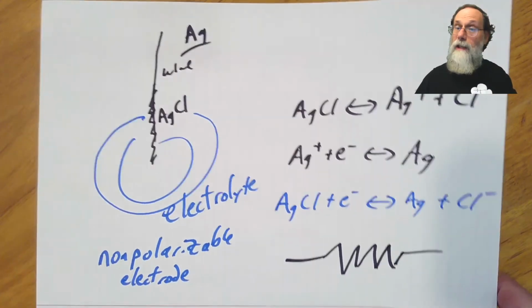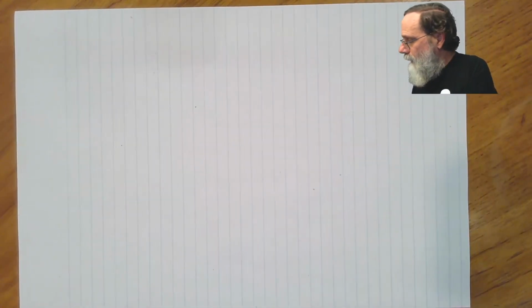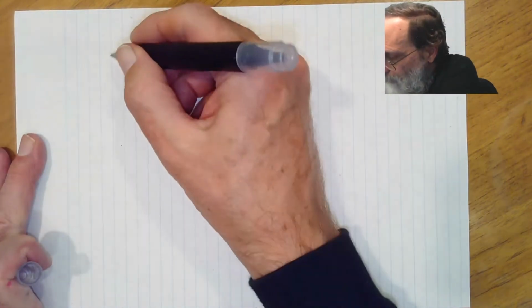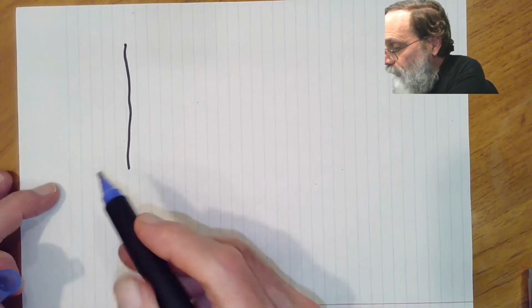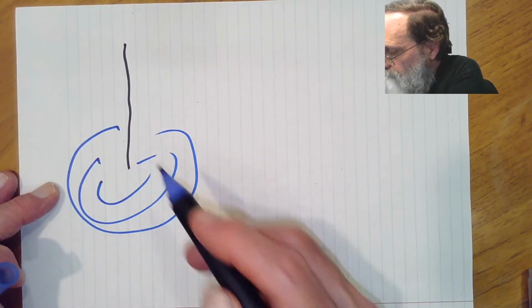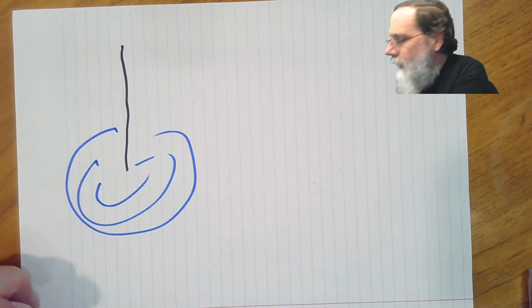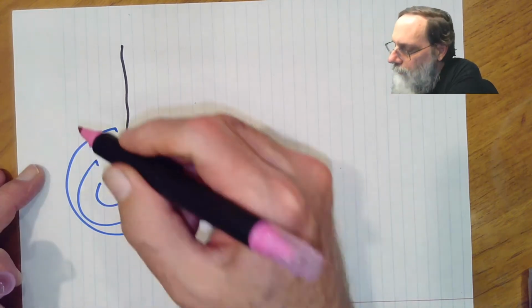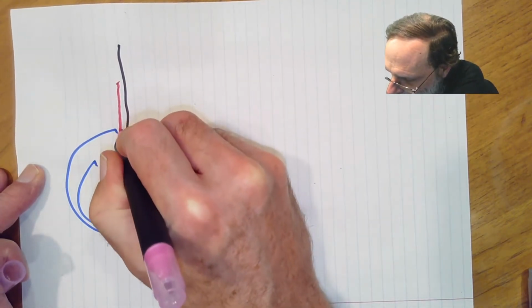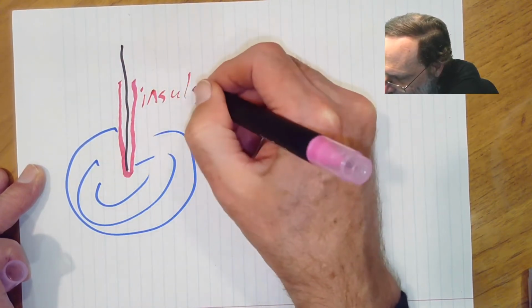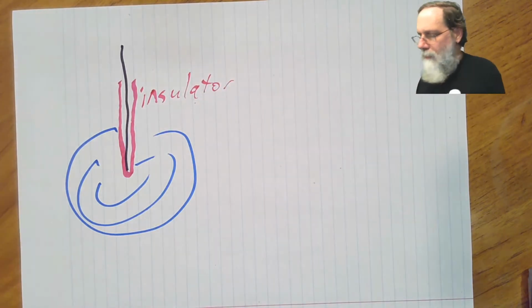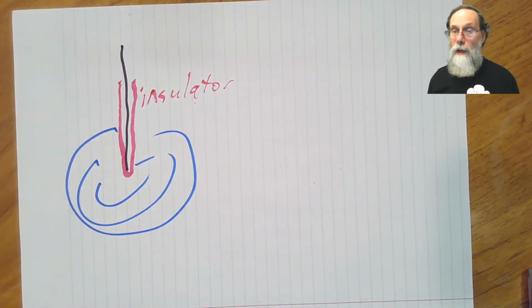All right, let's take a look, however, at another type of electrode, one that we'll also look at in the lab. In this one, we again have a wire, and we again have electrolyte around it. But the difference is we've now got an insulator separating the wire from the electrolyte.